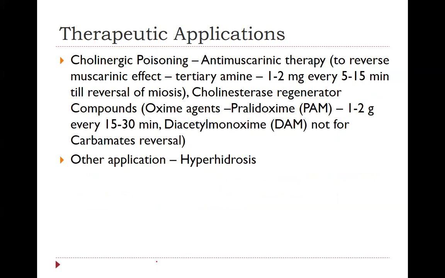Now, this particular drug is given every 5 to 10 minutes till reversal of miosis occurs. And if the patient comes at an appropriate time, it could be combined with cholinesterase regenerator compounds, which are oxime derivatives. They could be pralidoxime, or they could be diacetyl monoxime, which is beneficial for organophosphate poisoning, though their efficacy or utility in cases of carbamate poisoning is limited. Apart from this, it could also be used in hyperhidrosis because it tends to decrease secretions.